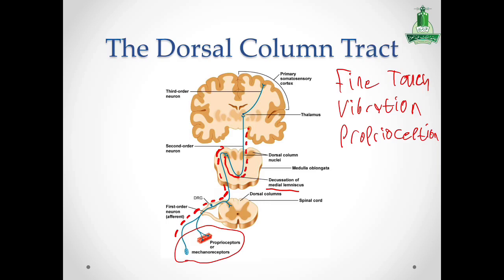From there, it will continue on the contralateral side until it reaches the thalamus. In the thalamus, we have the end of the second order neuron and the beginning of the third order neuron, which is the last neuron that reaches all the way up to the primary somatosensory cortex. From all of this diagram, I want you to remember the fact that the dorsal column tract decussates in the medulla and not in the spinal cord.